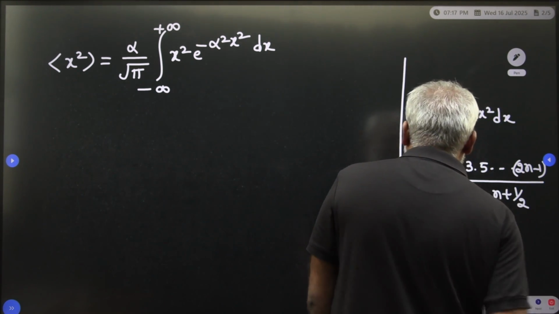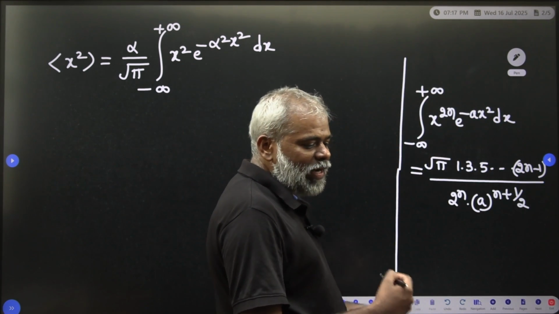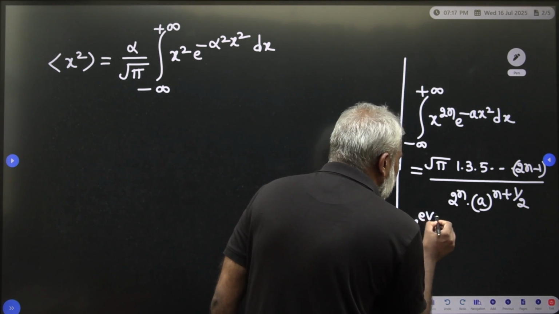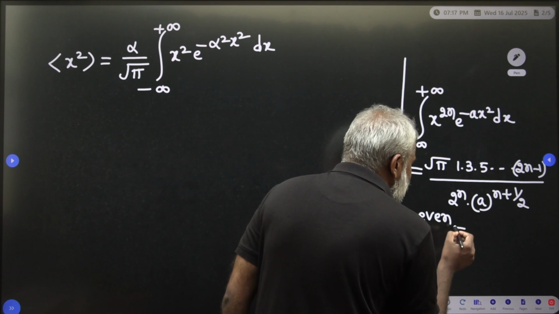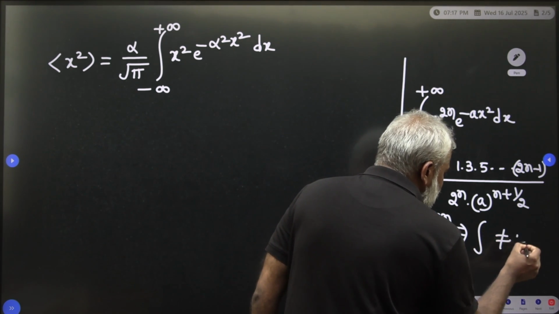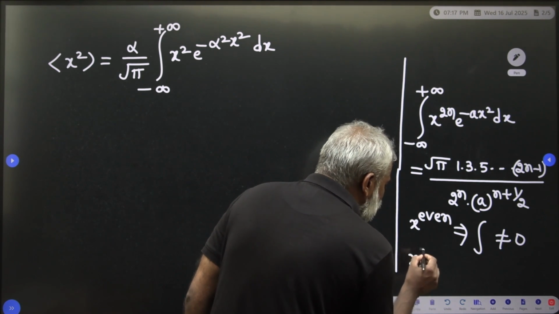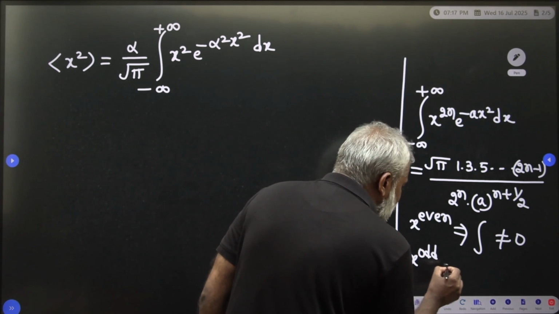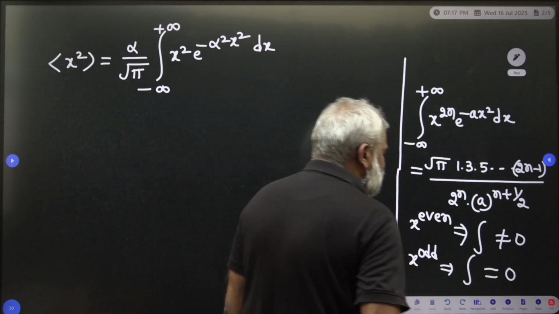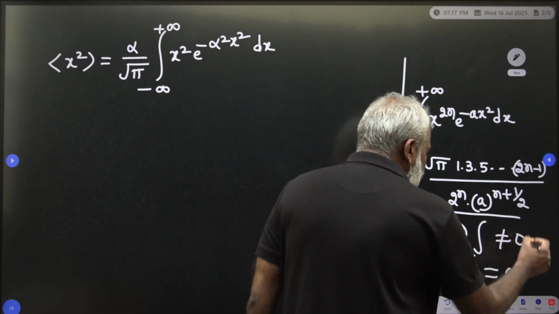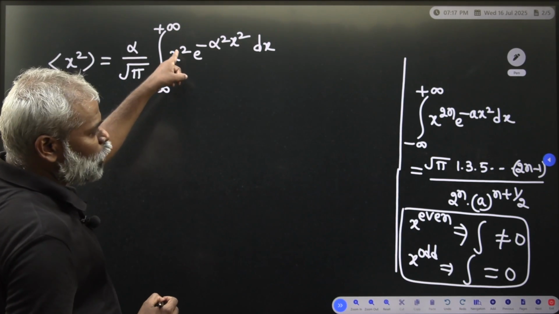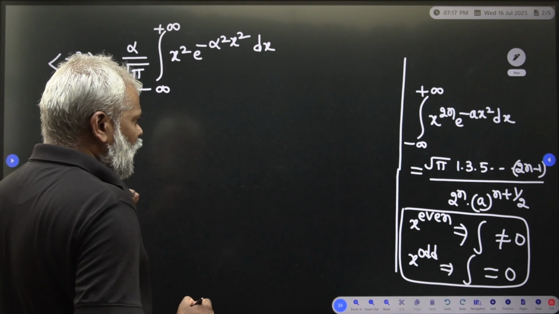This is the formula. So how this formula works, you have to see: when x to the power of an even number is there, that integral is not equal to 0. When x to the power of an odd number is there, that integral is going to be 0. You have to remember this shortcut. Here x to the power of an even number is there.